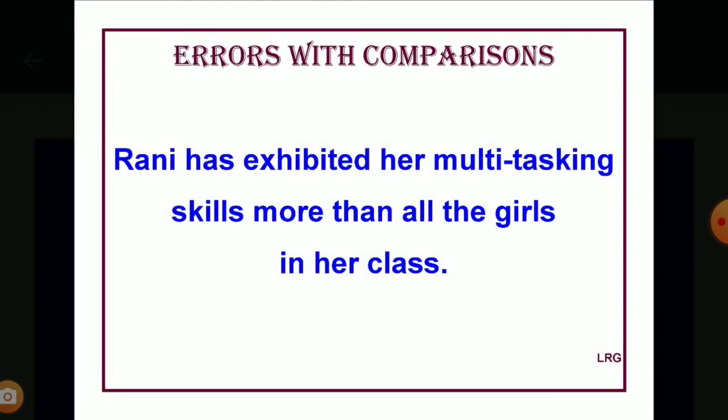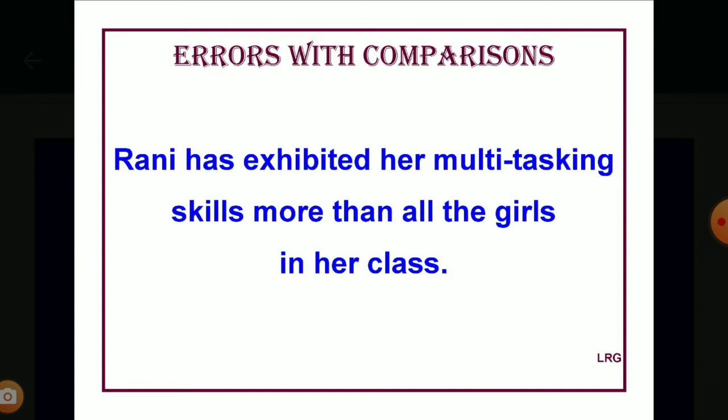Second example. Rani has exhibited her multitasking skills more than all the girls in her class. The comparison here is between one person, Rani, and the rest of the group, all the girls in her class. Look at the words all the girls. If it is all the girls, that includes Rani also. That is the incorrect comparison. You cannot compare one person with all the girls because all the girls includes Rani also.